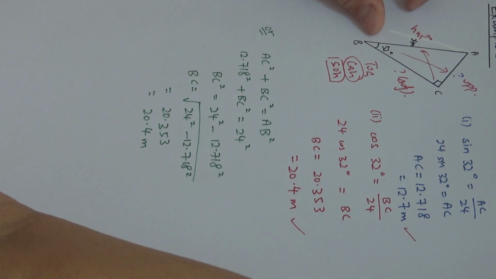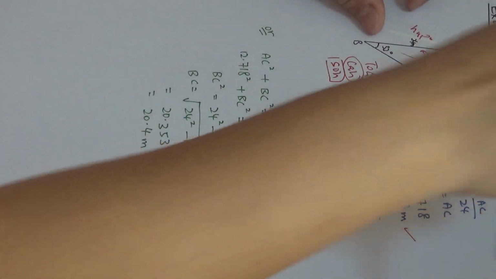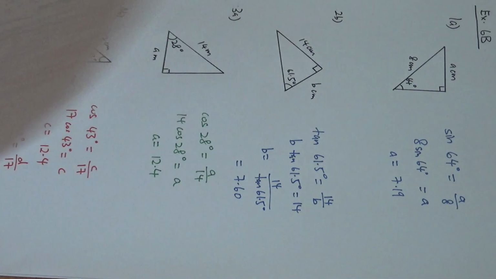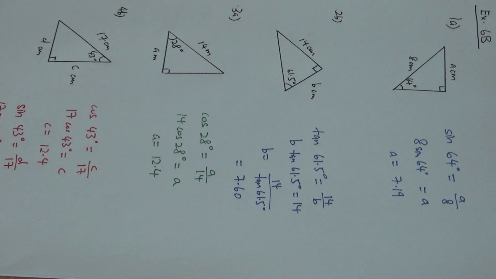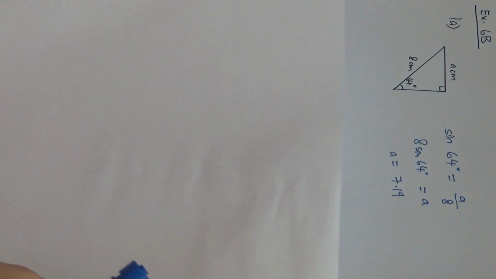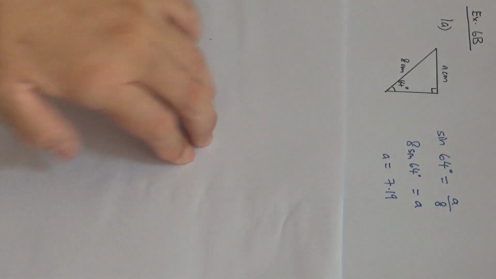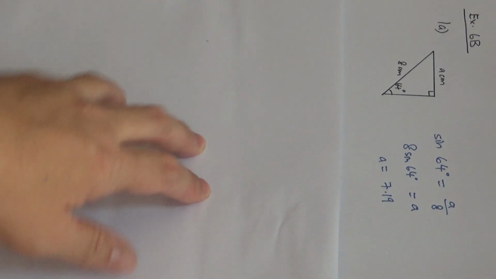Now I want you to turn to page 199, exercise 6b. I'm going to go through some questions and you are supposed to take this down on your foolscap paper. Now let's look at question 1a.